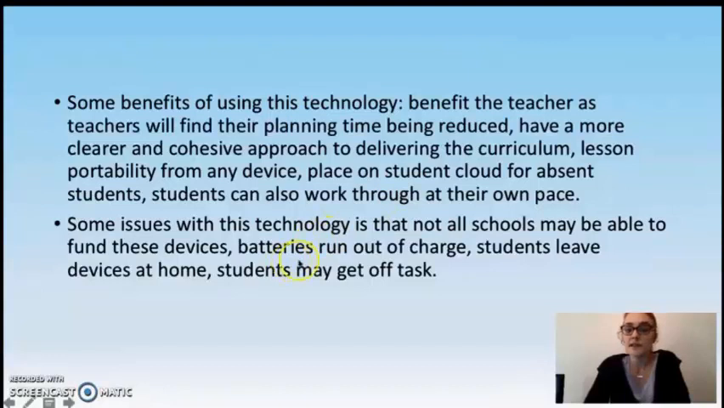Some issues with this technology is that not all schools may be able to fund these devices. And if they can fund these devices, iPads and laptops, batteries often run out of charge, especially if they're using them all day, and students leave devices at home. So then they'll be unable to complete the tasks. And students may easily get off task, so you could be thinking that they're on Google Maps and they could be on Safari.